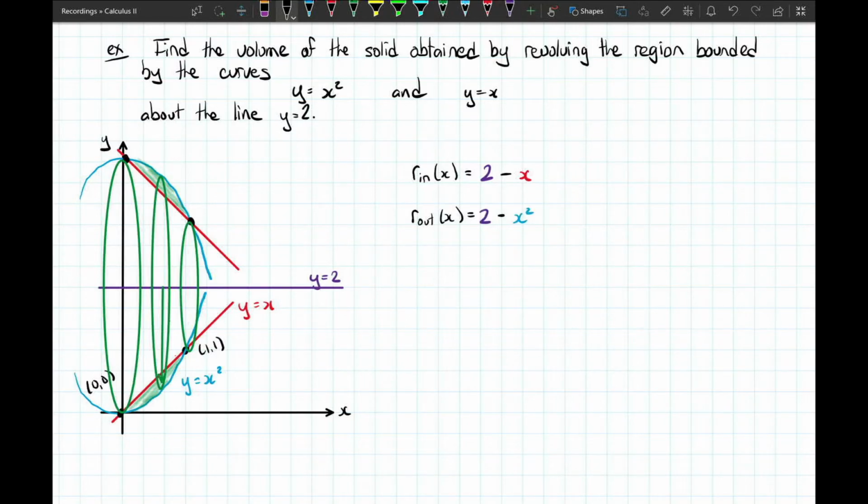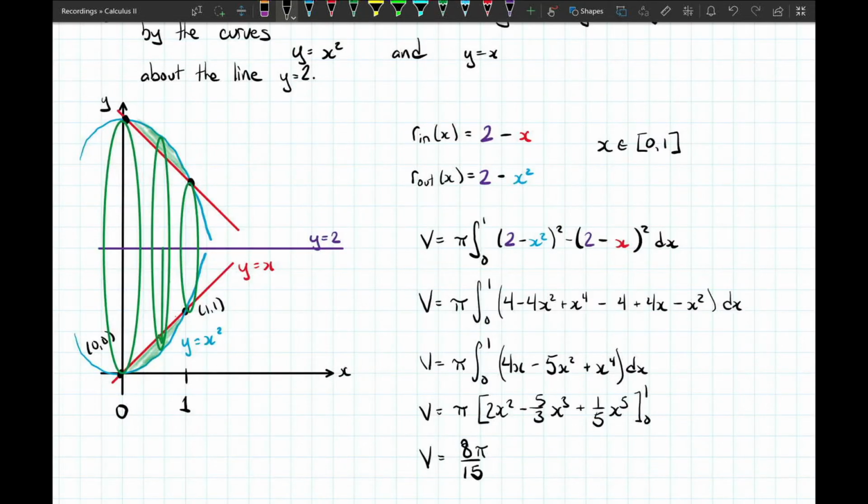And the cross-sectional area of each of these washers is simply going to be pi times r outer squared minus r inner squared. And we are going to be integrating from x equals 0 to x equals 1. That's coming from the two intersection points of y equals x squared and y equals x. So our volume is the integral from 0 to 1 of pi times r outer squared minus r inner squared. To evaluate this definite integral, we should just expand this out, collect like terms, and then use some power rules. And this is going to give us a volume of 8 pi over 15.